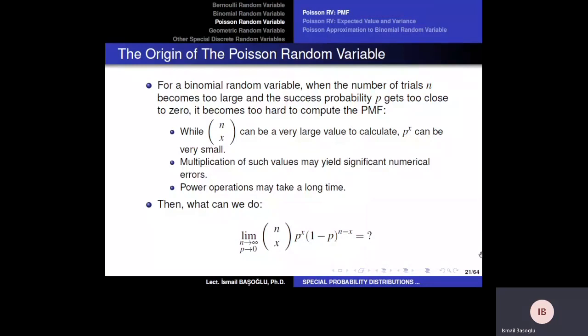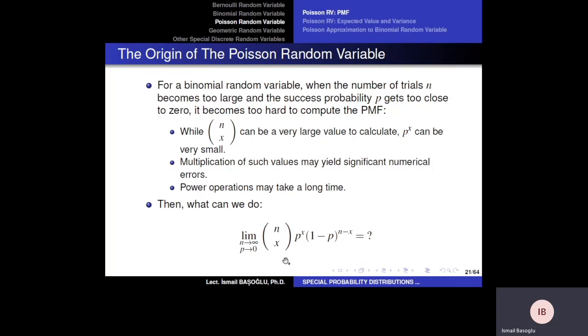Now let's talk about the Poisson random variable. The Poisson random variable is actually the limiting case of the binomial random variable. Now consider this situation in the probability mass function of the binomial random variable here.